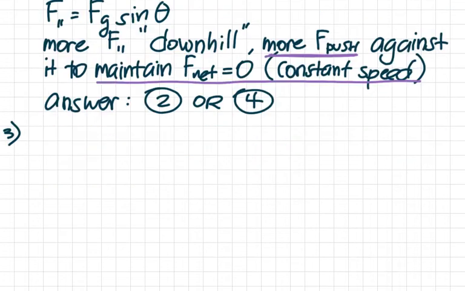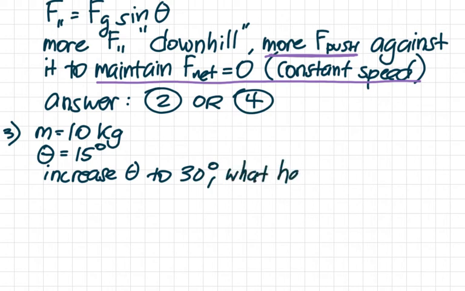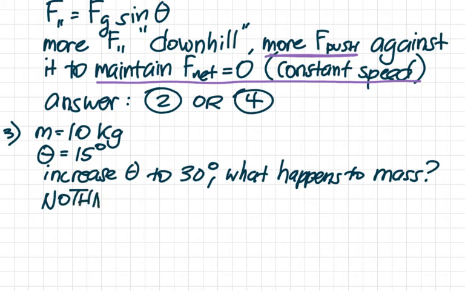Next question. Number 3 is another ramp question. We have a 10 kilogram block. Mass of the block is 10 kilograms, and the angle of the ramp is 15 degrees. And it says as you increase the angle to 30 degrees, what happens to the mass? A whole lot of nothing.